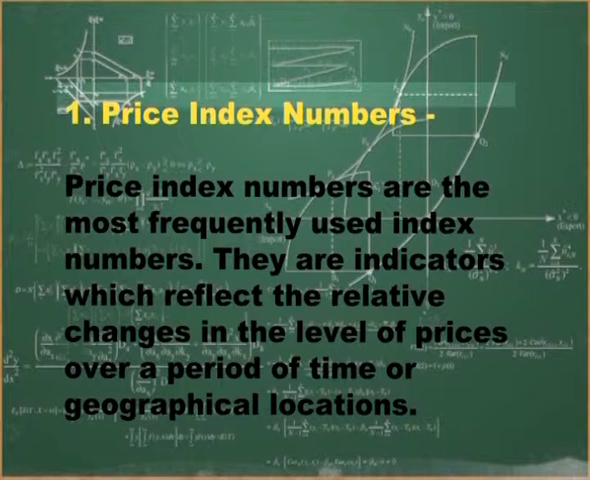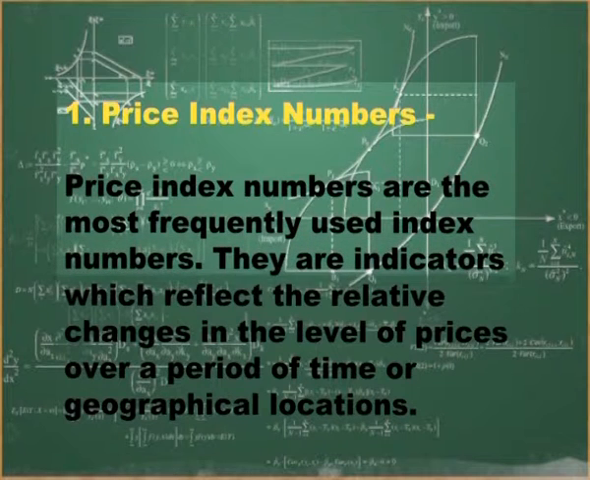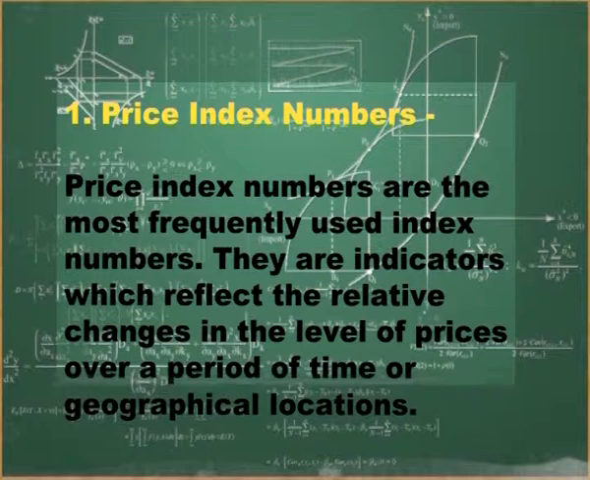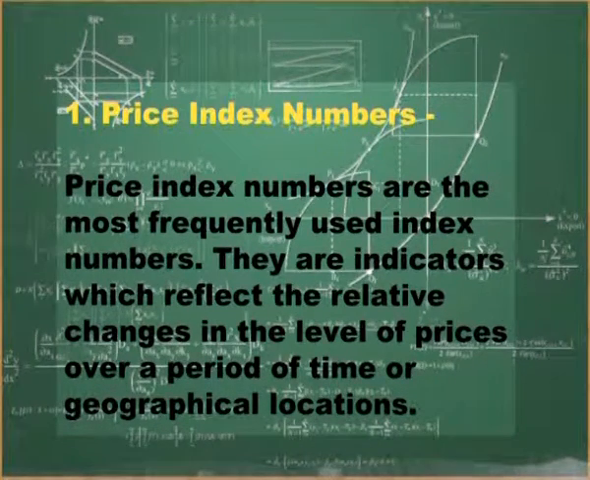Index numbers may be broadly classified into the following three categories. The first one, price index numbers. Price index numbers are the most frequently used index numbers. They are indicators which reflect the relative changes in the level of prices over a period of time or geographical locations. Price index numbers are useful in studying price movements with a view to analyzing their causes as well as to determine their effect on the economy.